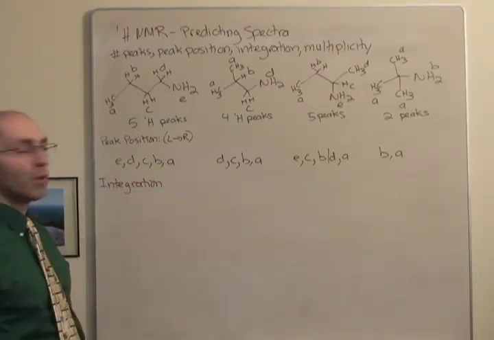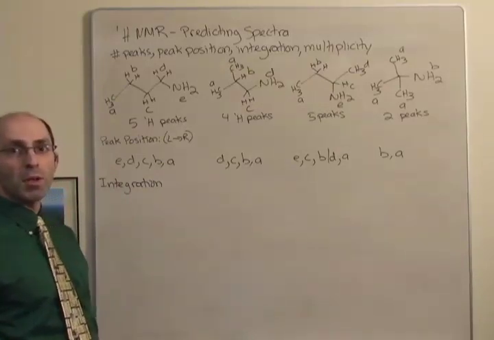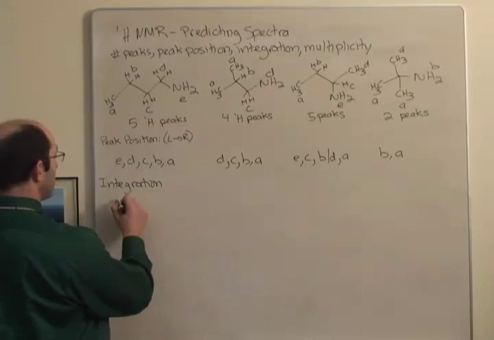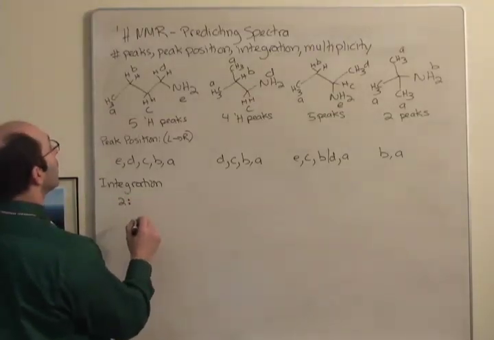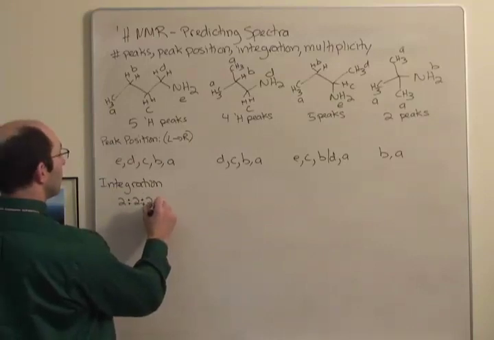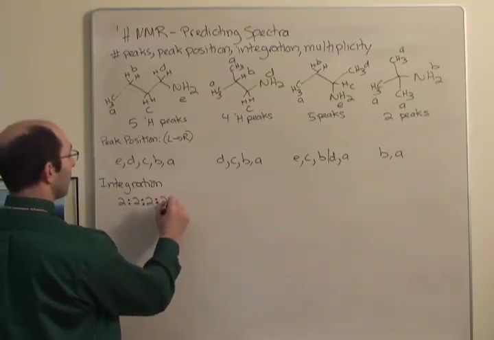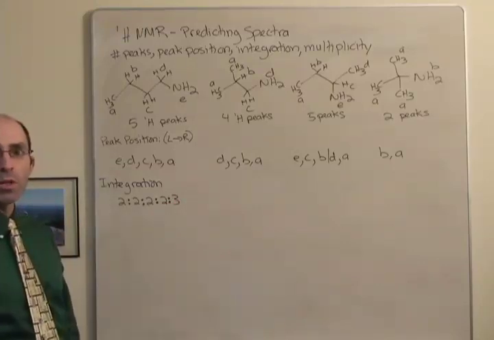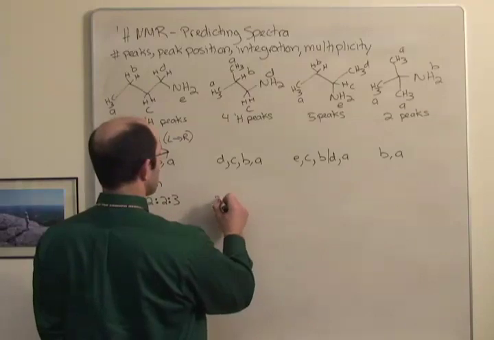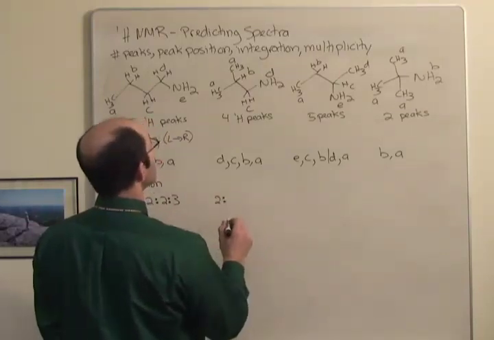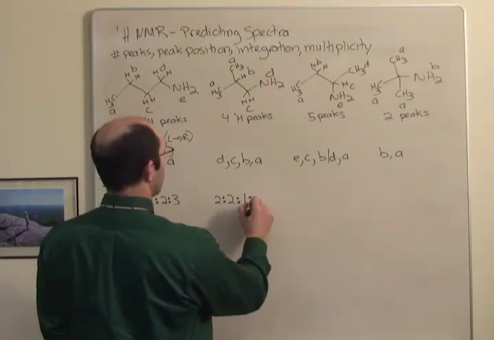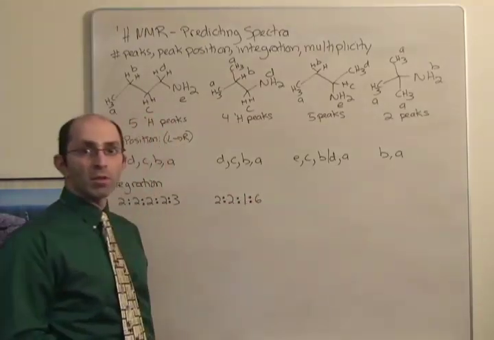Right, and we'll predict the integration in the same order that we're doing the number of peaks. So if we look at E, we have 2 protons from E, so it'll be 2, and then D has 2, C has 2, B has 2, and A has 3. So that'll be the integration ratio when we predict that spectrum. Now if we go to the next one, D has 2, C has 2, B has just 1, and A has 6. So that will be the integration ratio.